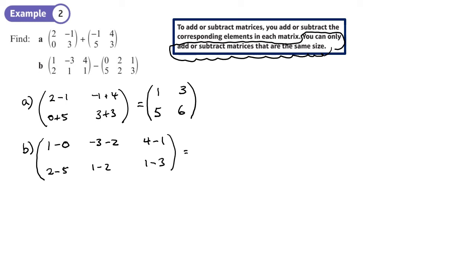Okay, I'll write this out. Normally you'd work them out in your head and write them down, but I'm just showing you how we get each element. So 1, negative 5, 3, negative 3, negative 1, negative 2. So there we go. That's how we subtract matrices. That's how we add matrices.